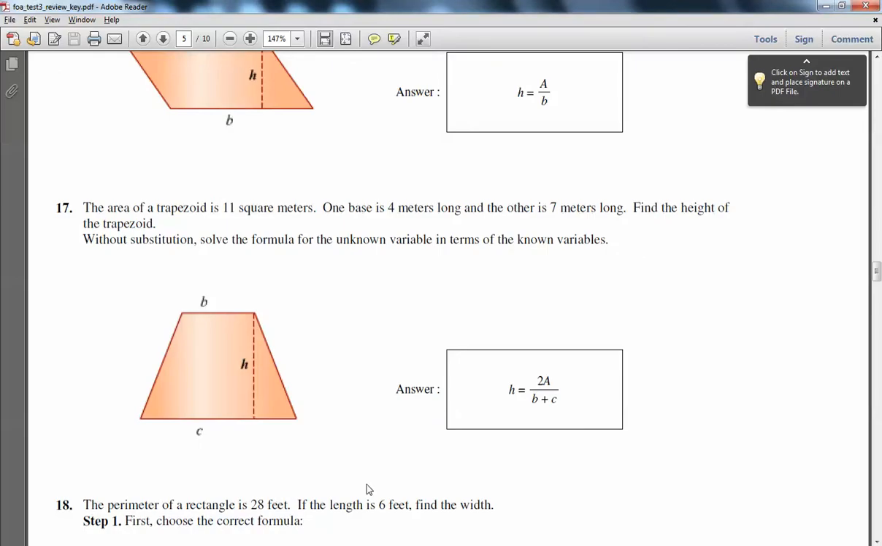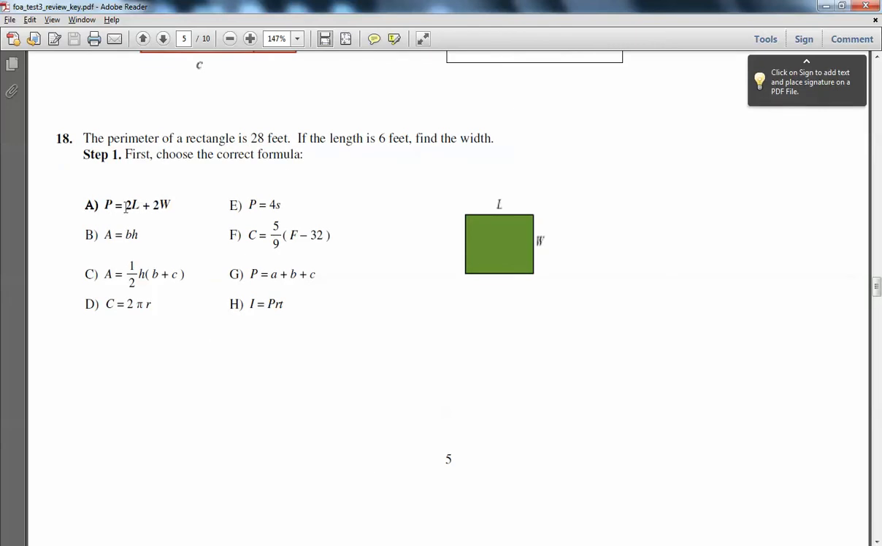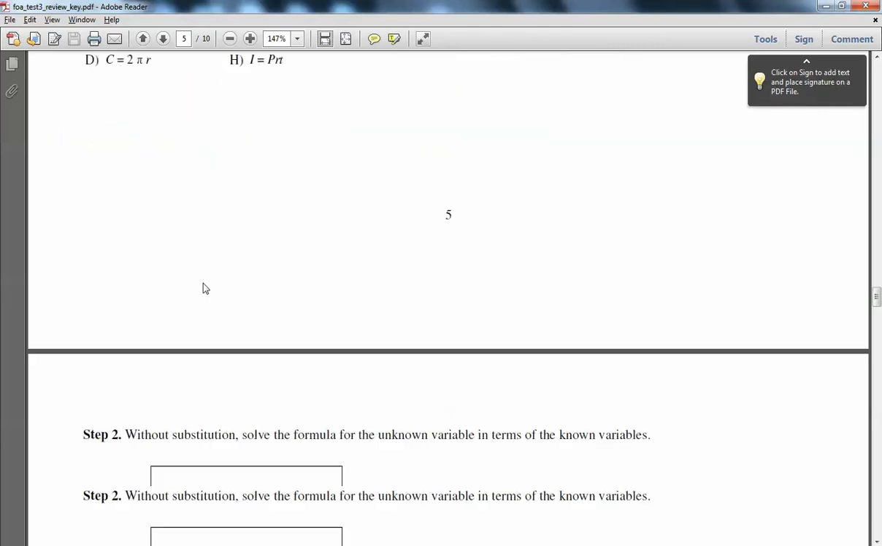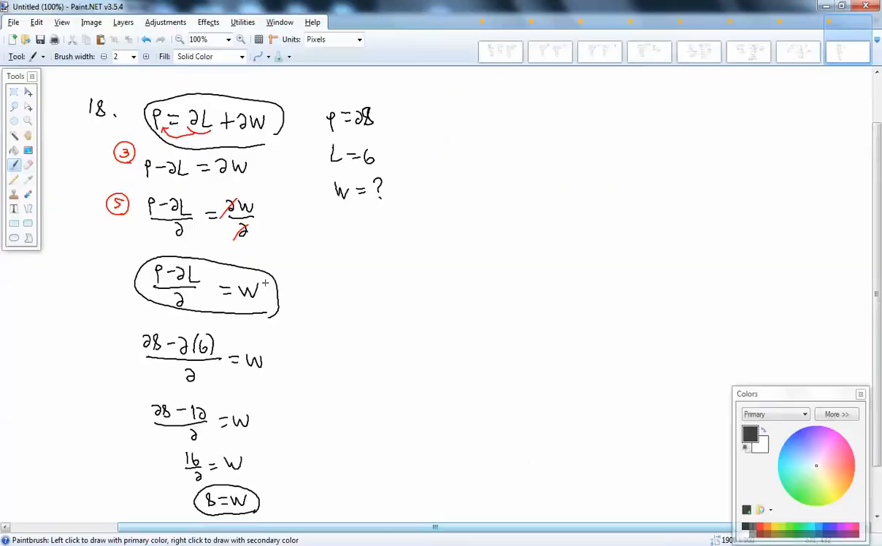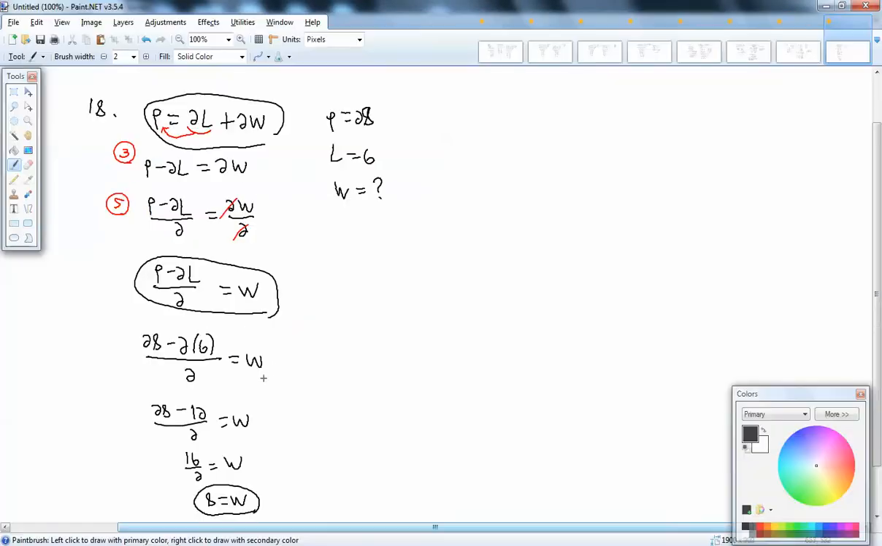So, assuming no basic math error. Okay, let's see. They tell us A is the answer, or the formula, which we knew. W is equal to P minus 2L over 2. That's correct.